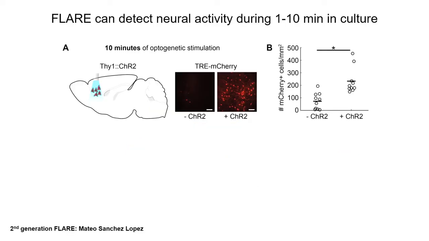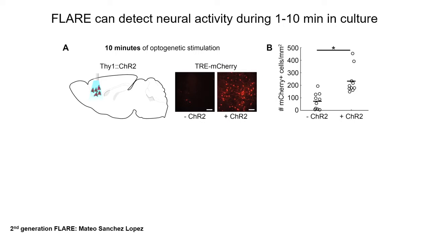And so this is what the data look like. So these are in these transgenic animals that express CHR2 and FLARE. And so in the mice that have the opsin, we see many more mCherry positive cells in the prefrontal cortex compared to CHR2 negative wild type mice.